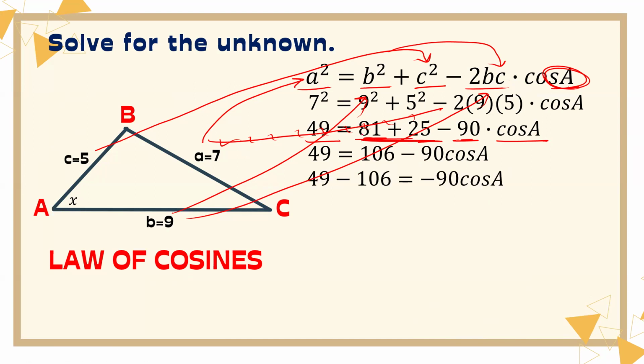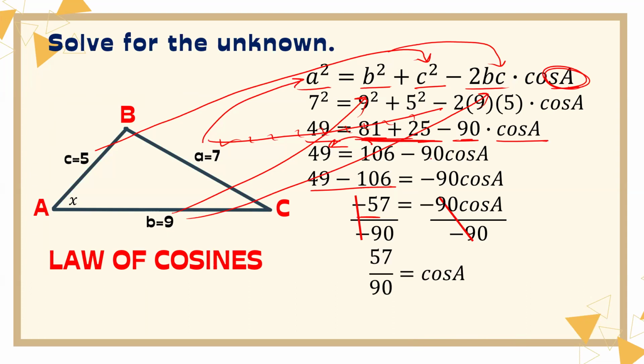So simplifying further, transposing this to the other side, 49 minus 106 equals negative 90 cosine A, right? Then 49 minus 106 is negative 57 equals negative 90 cosine A. So to isolate cosine A, we divide both sides by negative 90. So you cancel the negative 90 on one side and the negative sign on the other side. So you have 57 over 90 equals cosine A. So solving for A, we get shift cosine of 57 over 90 to get angle A.